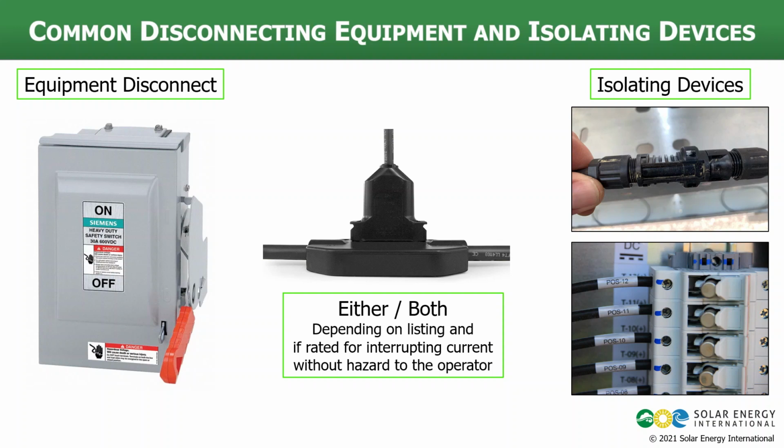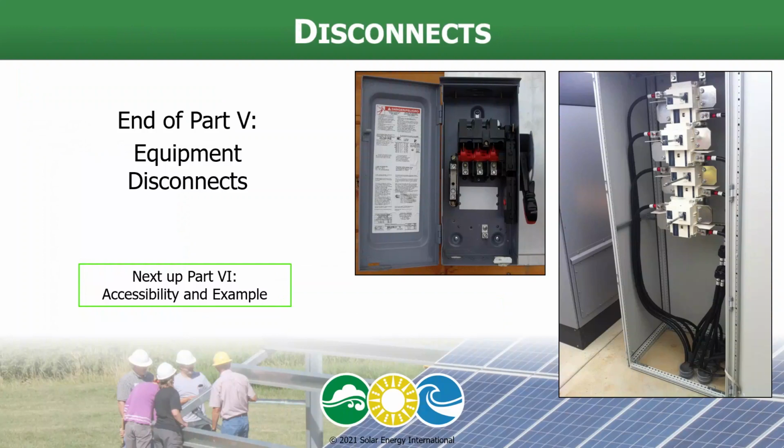Again, you have to read the manufacturer's instructions and know what you're working with, how that device is listed, and how you can use it properly as either an isolating device or a load break rated disconnect. Either way, it can function as an equipment disconnect. That's the end of this part on equipment disconnects. In the next part, we will talk about accessibility and we will give you an example of disconnecting means.